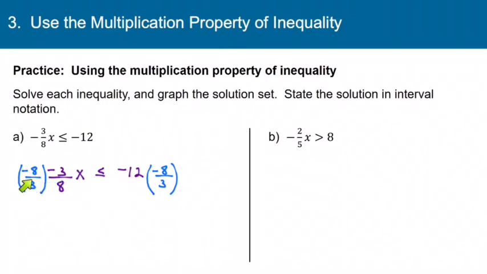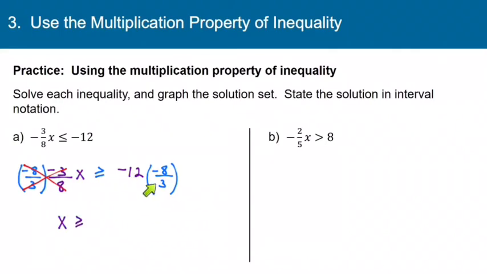So now, because we're multiplying both sides by a negative number, we'll have to also reverse the inequality symbol. So my less than or equal to sign has now changed to a greater than or equal to. And notice now that my 3's are going to cancel, my 8's are going to cancel, and negative times negative is positive. So the entire left side now just boils down to x. Then we have greater than or equal to.